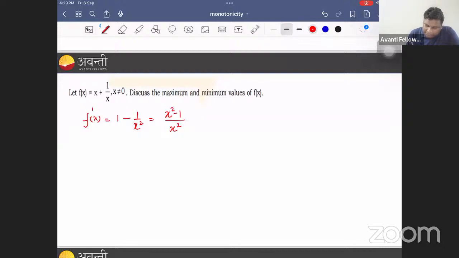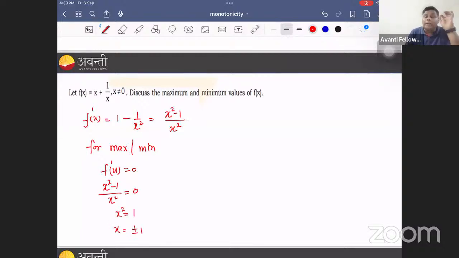Now, for maxima and minima, what do we do? f'(x) should be 0. f'(x) equals 0 means (x square minus 1) upon x square should be 0. So x square is 1, which means x equals plus or minus 1. Now, as of now, it is not guaranteed that 1 or minus 1 will be points of extrema. The function can be increasing at these points, which we will further check.